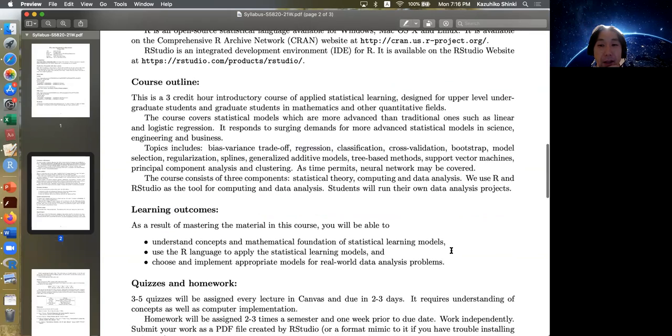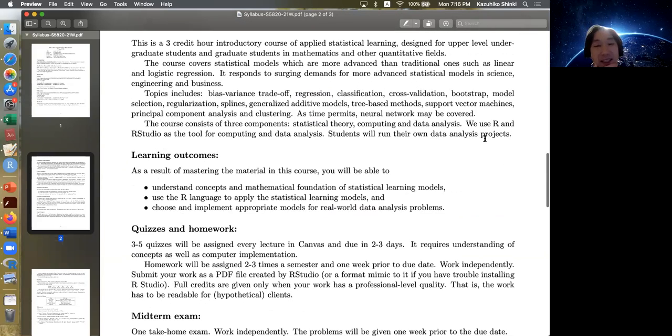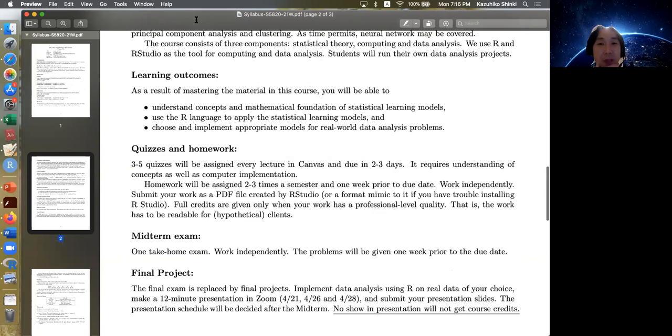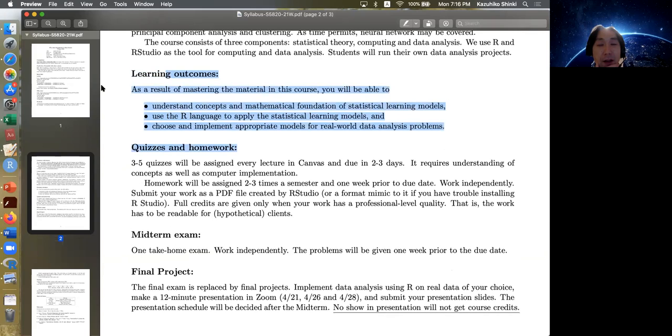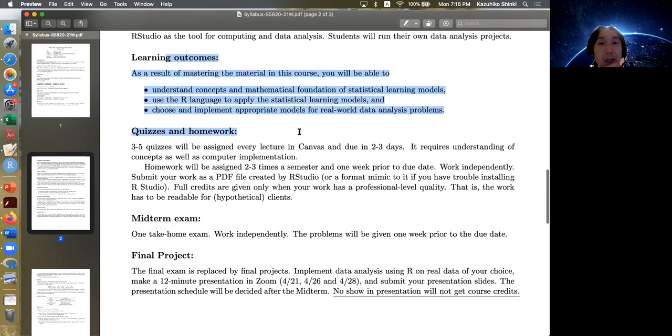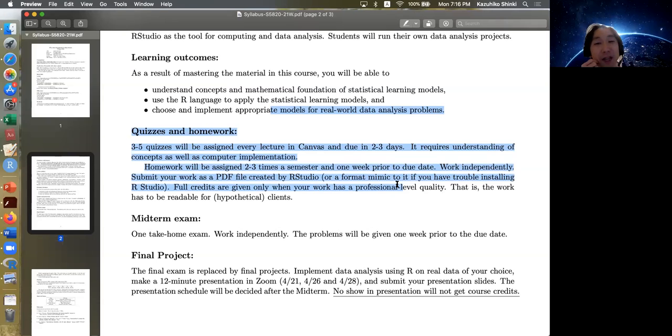And you will do the data analysis projects at the end of the semester. Learning outcomes are largely required by the universities. The point is that I would like you to have enough skill to choose and implement appropriate statistical models for real-world data analysis problems. So I would like you to be at a professional level to analyze data.